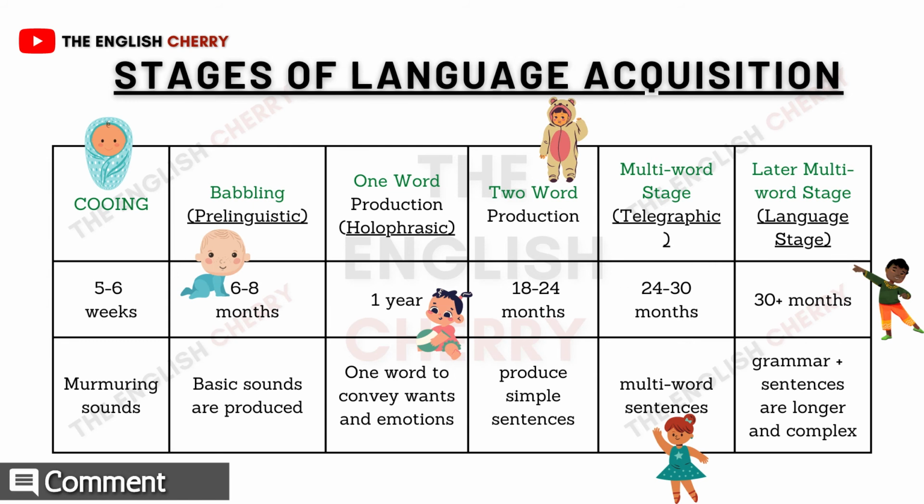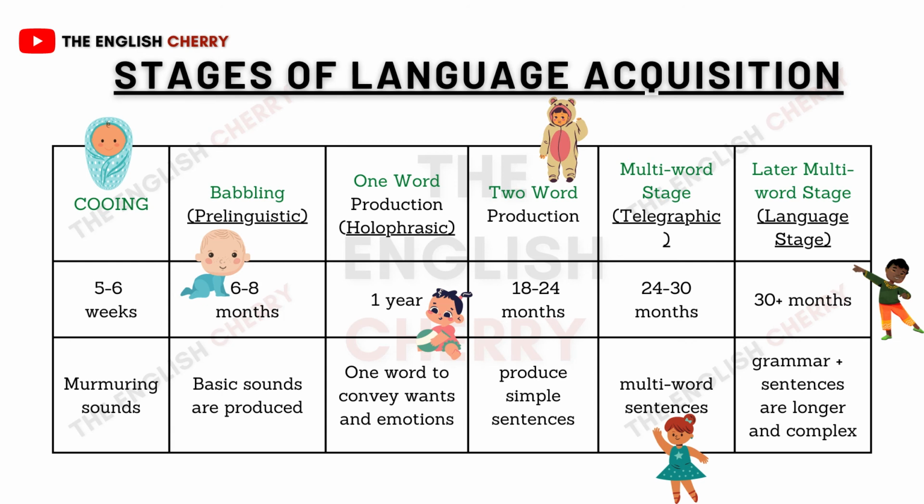The first stage is cooing. It is a soft murmuring sound produced by a baby in his initial 5 to 6 weeks. This is followed by babbling. Babbling starts between 6 to 8 months. Basic sounds are produced like baba, bobo, dada, mama, etc.